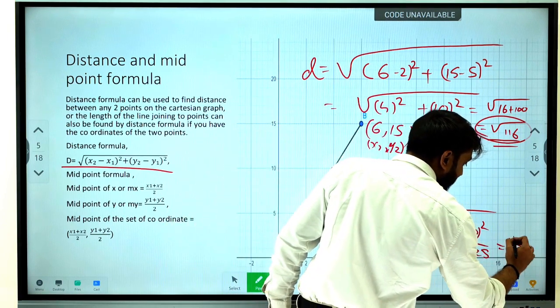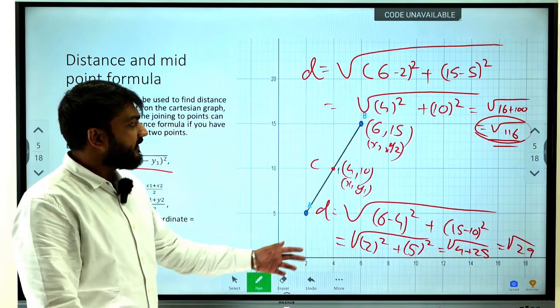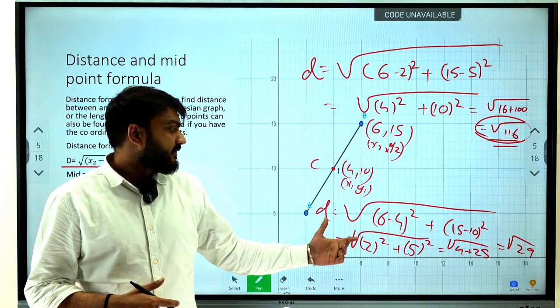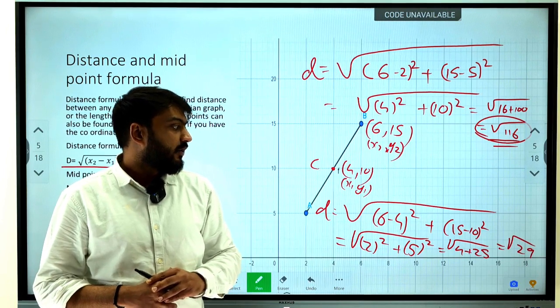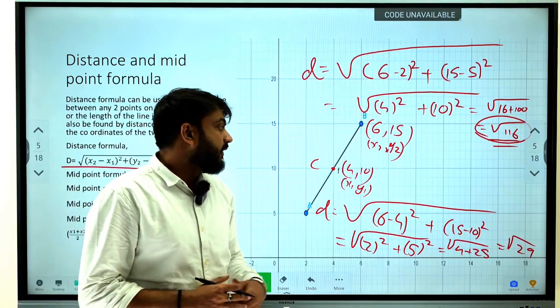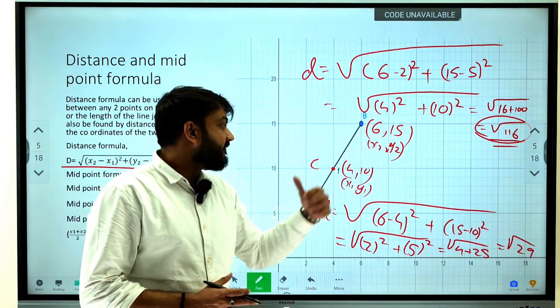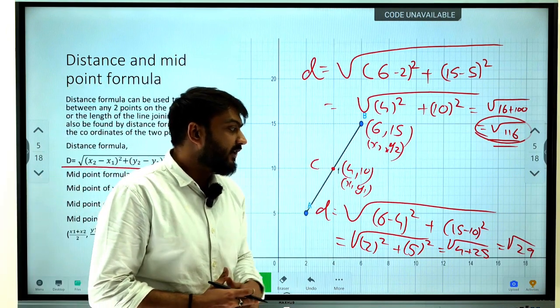Which is the root of 29. So let's say I mark out the point C here at 4, 10. Then the distance between the points C and B is going to be given by the distance formula, which turns out to be root 29, or square root of 29 of whatever units we are referring to. That is also the length of the line CB and also the distance between the points C and B.